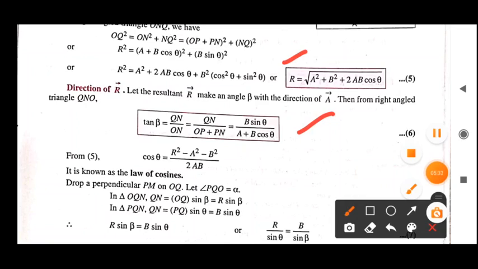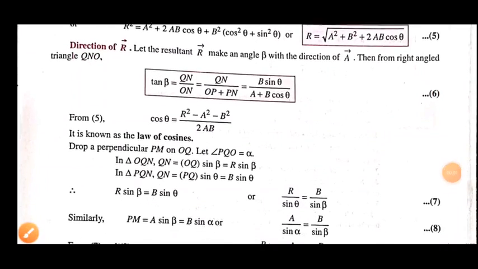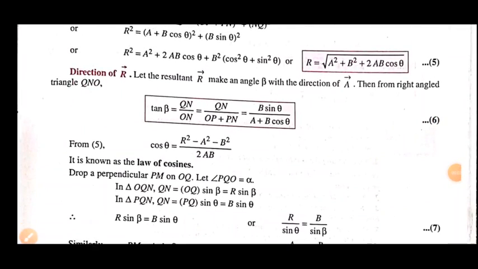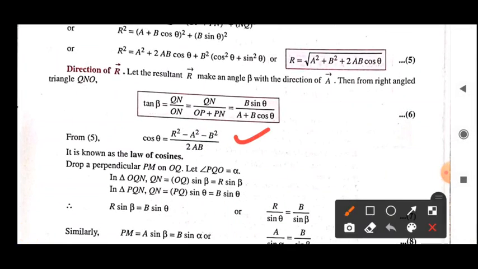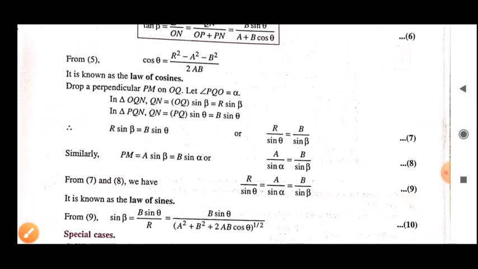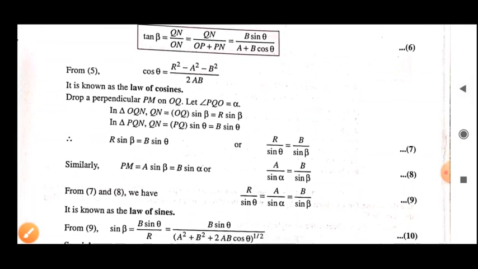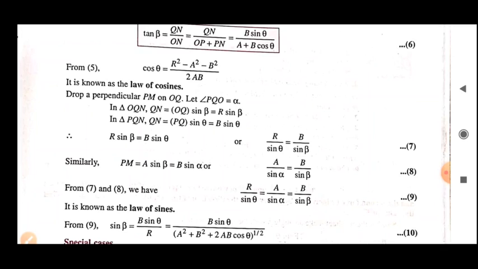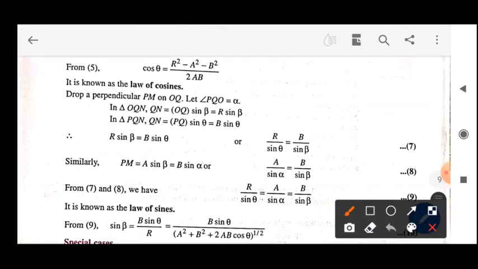Here, from equation 5, the value of cos theta can be calculated. This is known as the law of cosines. We can also represent the law of sines in a different form. The law of sines can be derived by the method written here, exactly as you are seeing. This is called the law of sines. So R by sine theta is equal to A by sine alpha and B by sine beta.